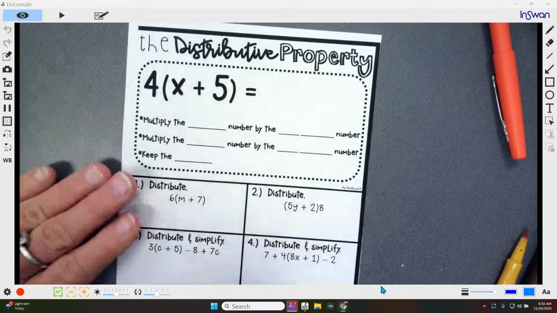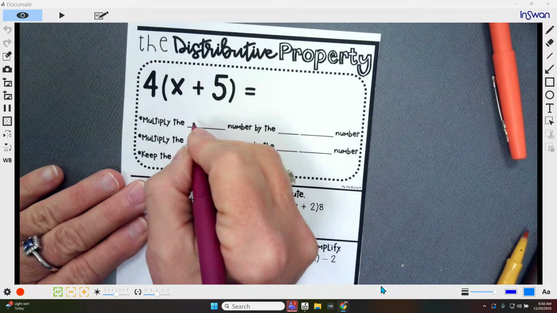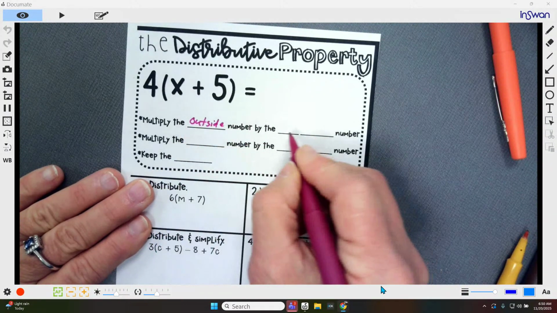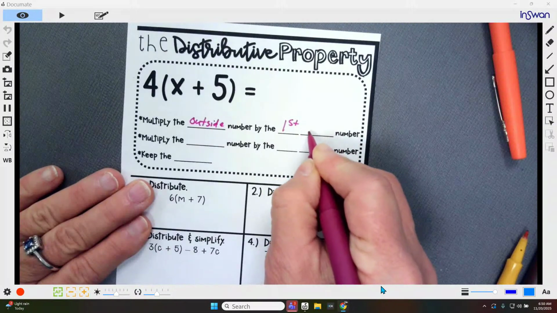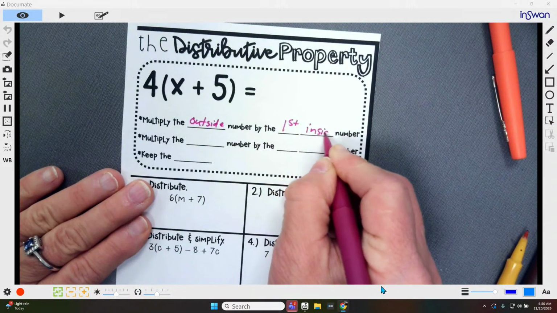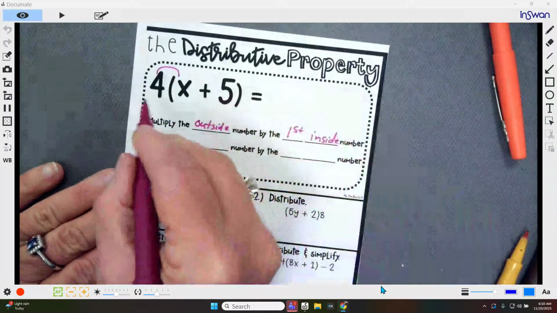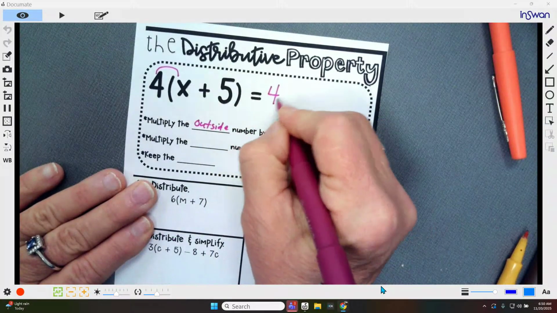So when you look at this, the rule is you multiply the outside number by the first inside number. So that would be like 4 times x, which would be 4x.